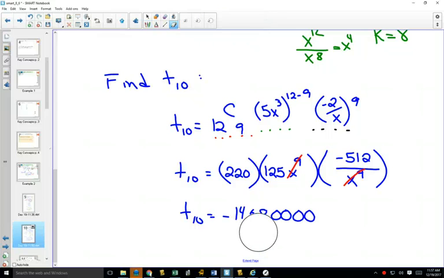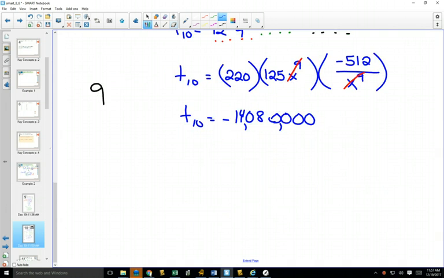This is a 0. 1408. 14,080,000. Is that a good amount to be in debt? So that's a large number. So homework, you can do number 9.